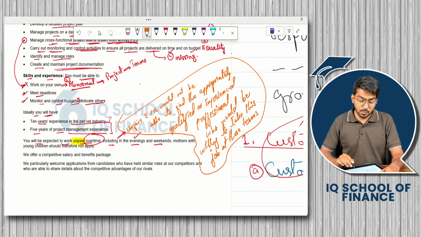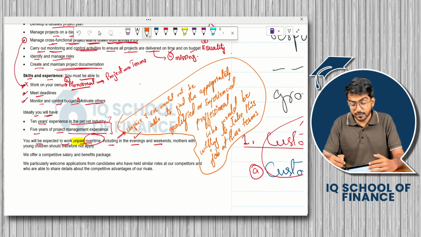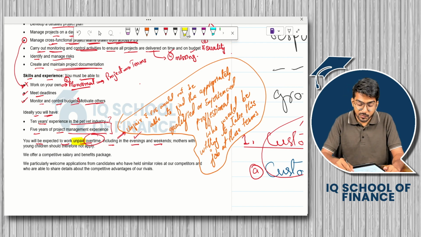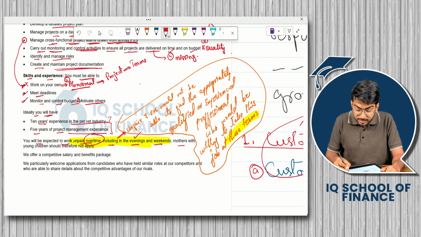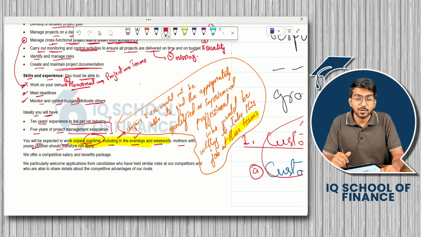So this is what I have written here, and you can write it down in your answer as well, because this is completely fine. You just have to make one change: these terms you can replace with the actual facts which are presented in the document. Mothers with young children should therefore not apply. So they are saying that because of overtime, evening working, and weekend working, mothers with young children should not apply.